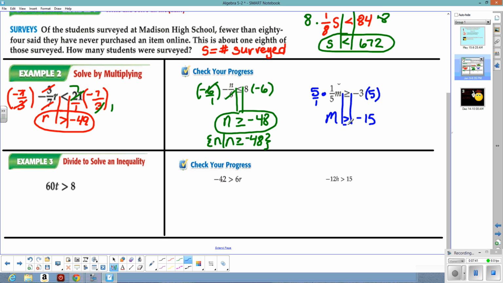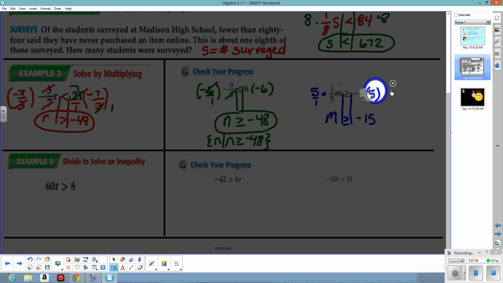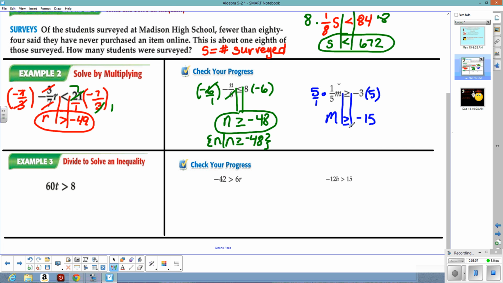Now, sometimes kids automatically assume that because they see this negative and we multiplied, that they're going to flip the symbol. But what you really want to focus on is not what the problem was, but what the work is that you did to solve the problem. We multiplied by a positive 5 on both sides. Since we multiplied both sides by a positive 5, we don't flip the symbol.